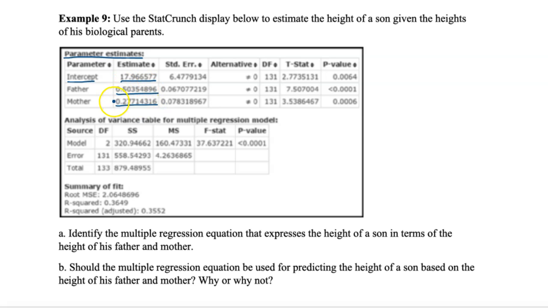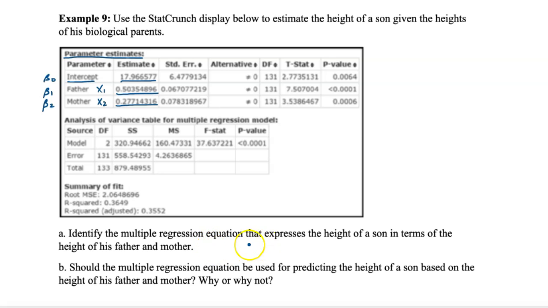And these estimates are going to be connected to our two variables. So let's call father predictor variable 1 and mother predictor variable 2. And based on this, I've got my intercept. So I've got my B naught of 17.967. I've got my B1 of 0.504, and I've got my B2 of 0.277.